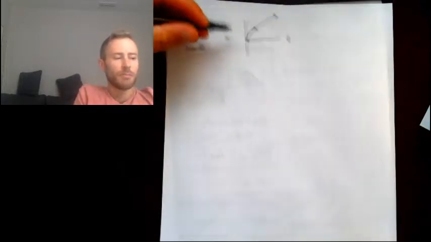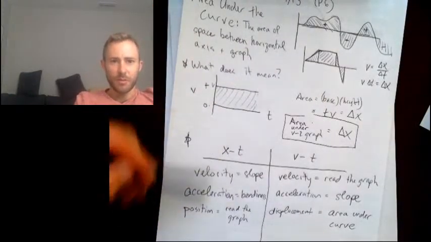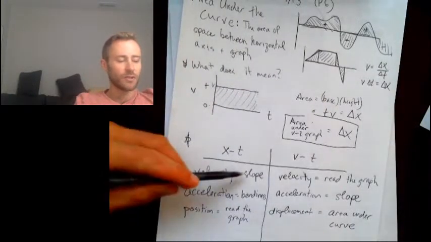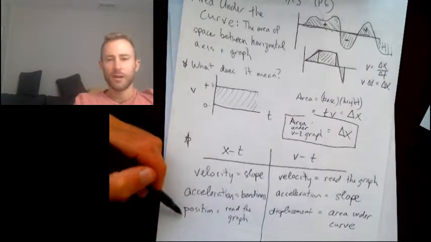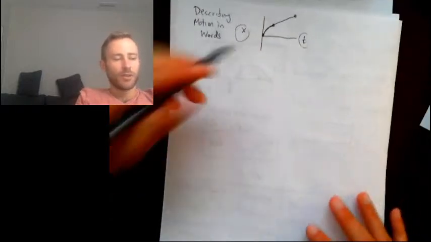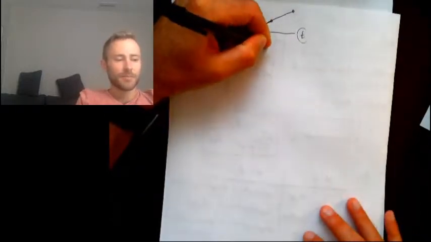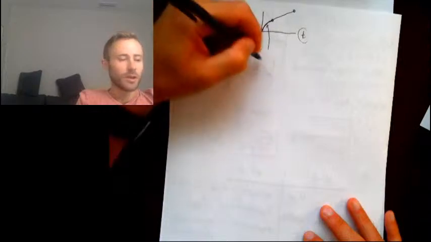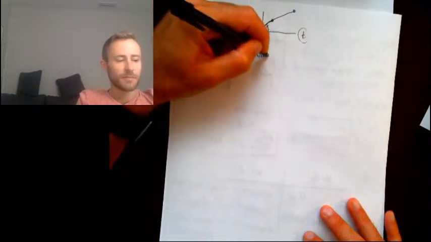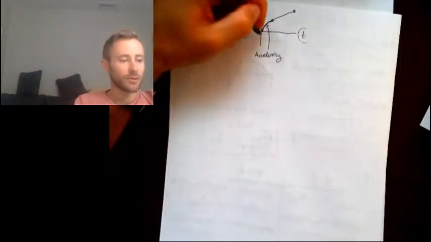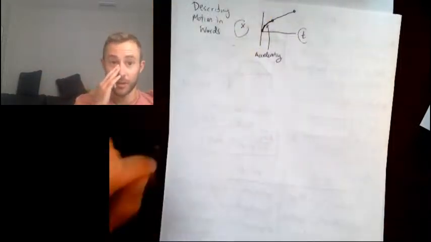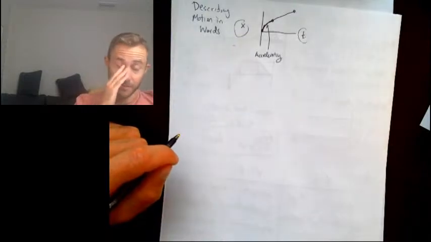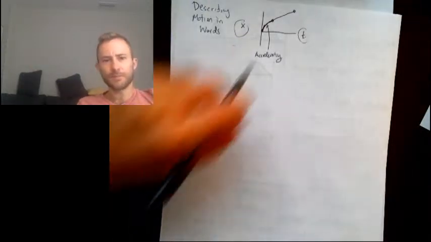Now, because this is a position time graph, I'm in this left column when I interpret it. So velocity is slope, acceleration is bendiness, position, I just read the graph. So we can see that what's happening here is we have a portion where we're accelerating. Actually, technically, this would be slowing down because it goes from steep to less steep. So this would be a deceleration, if you will, or a negative acceleration.